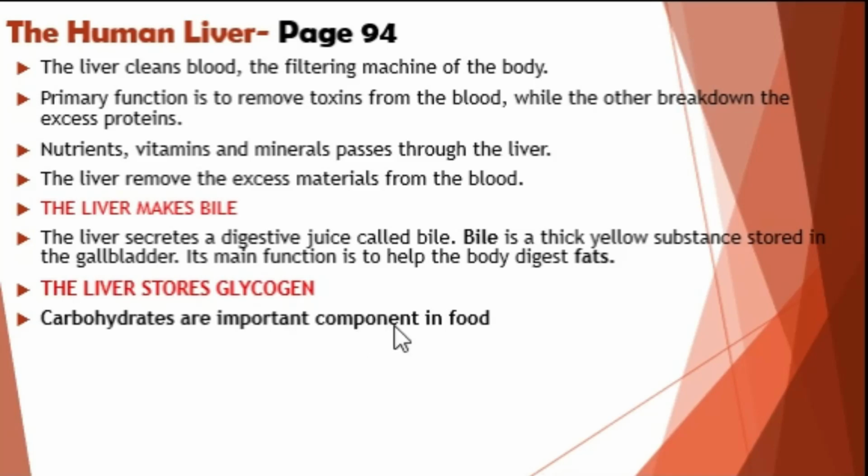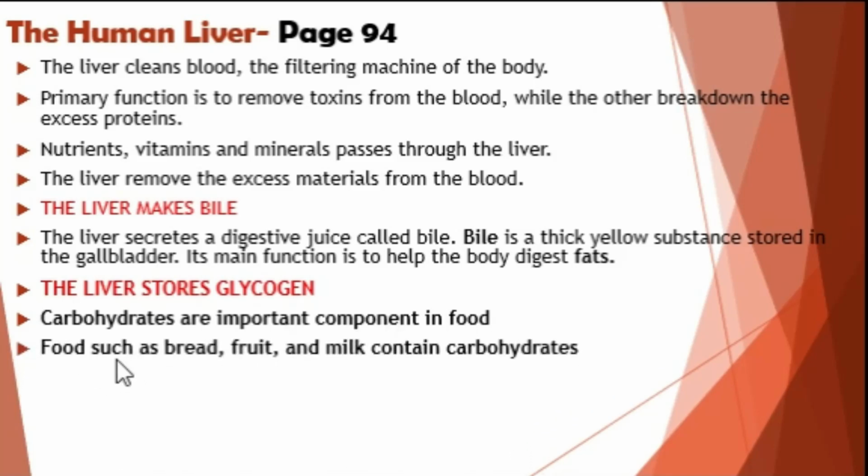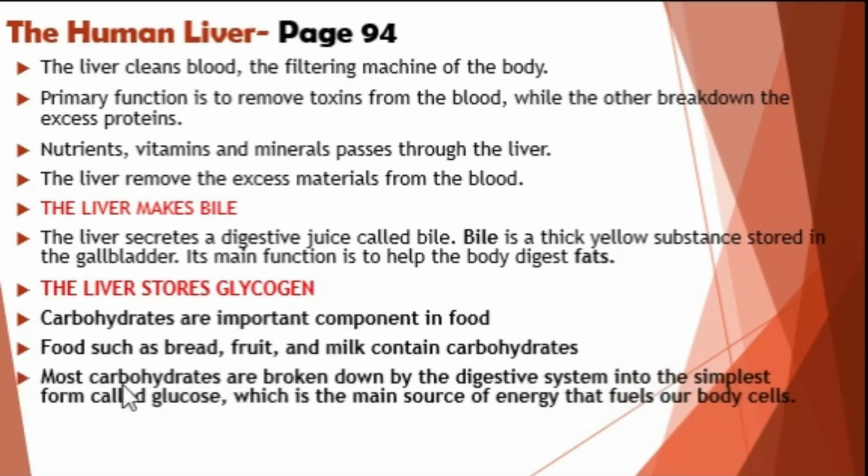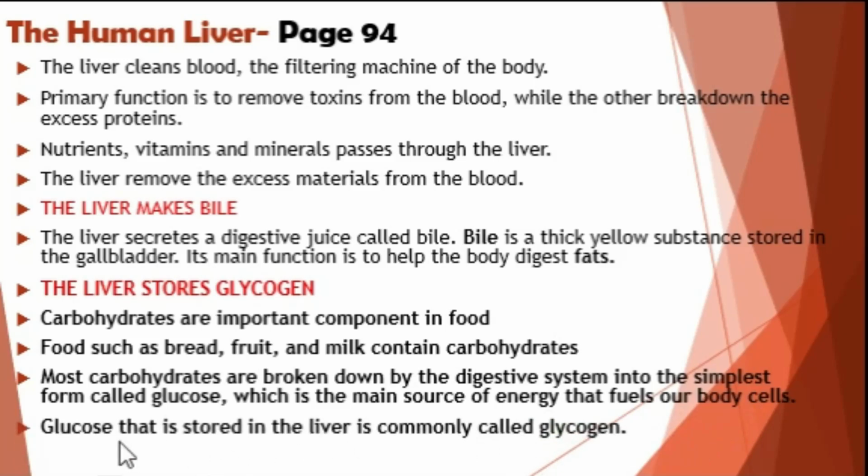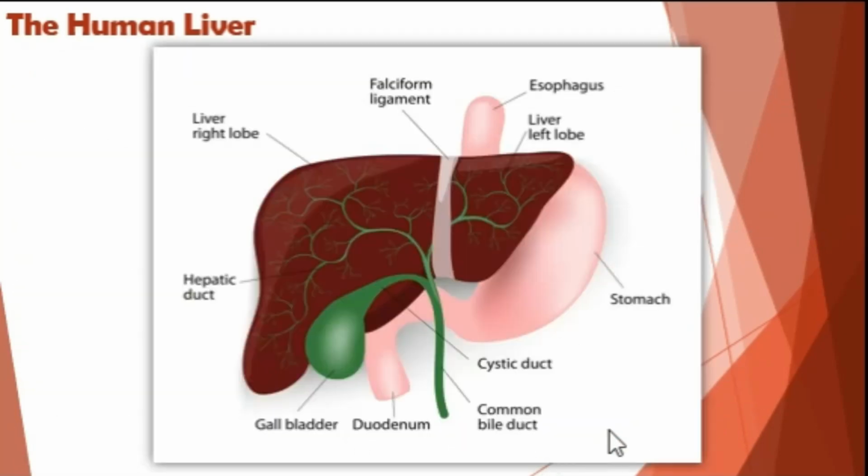Carbohydrates are an important component in food. Food such as bread, fruit, and milk contain carbohydrates. Most carbohydrates are broken down by the digestive system into the simplest form called glucose, which is the main source of energy that fuels our body cells. Glucose that is stored in the liver is commonly called glycogen. This is the sample illustration of the human liver.